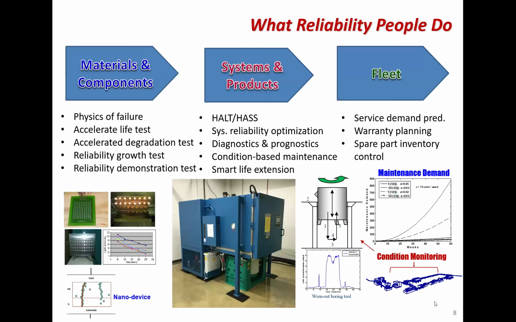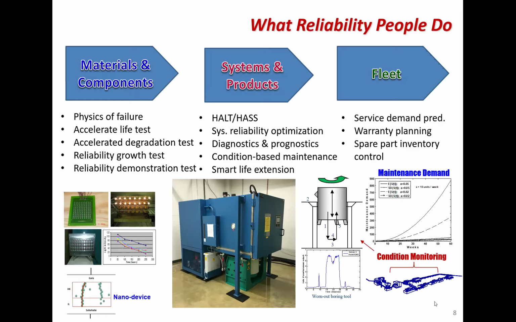Also, let's talk about what reliability people do, just in case some of the audience has no background or knowledge about reliability. When people do reliability analysis or improvement, they focus on several layers. Lots of people work at the material and component level. They focus on physics of failure, and do accelerated life testing, degradation testing, and reliability growth tests to surface potential failure modes and eliminate them so that they can improve the reliability of the product.